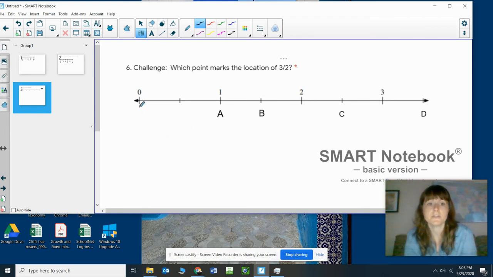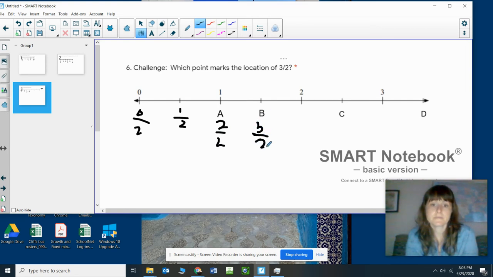To do that, I look between 0 and 1. I have 2 spaces, so I can go ahead and label 0/2, 1/2, 2/2, which is 1, 3/2, and then I'm going to go ahead and just say this is 4/2, which is equal to 2, 5/2, 6/2, which would be 3, and 7/2. So we found our 3/2 here. This is located at B.